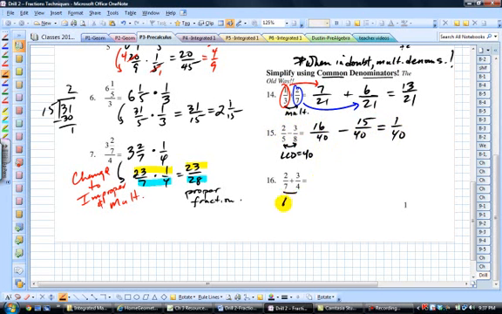Alright, here the LCD is 4 times 7 or 28. So let's convert them to 28. Here we go. 28 divided by 7 is 4, times 2, 8. 28 divided by 4 is 7, times 3, 21. Add, and you get 29/28. 28 divides into 29 one time with 1 remaining, so 1 and 1/28.